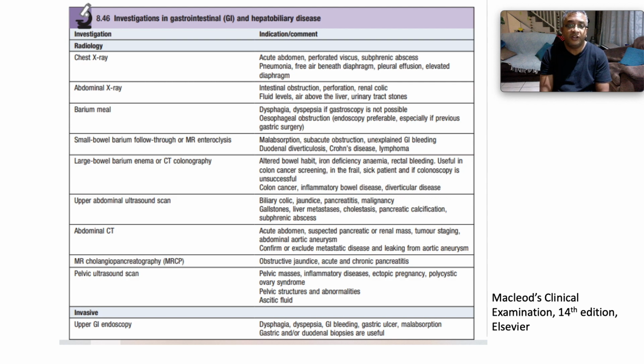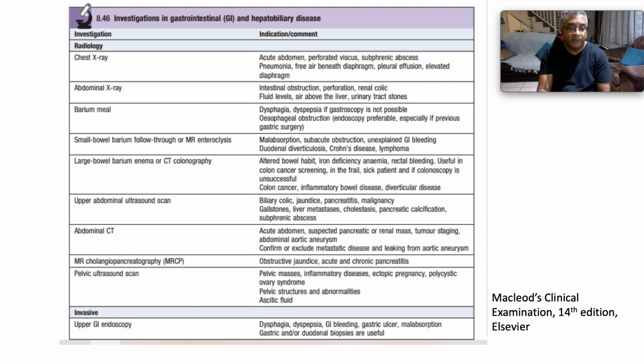If you suspect perforation or renal colic, look for air fluid levels, and also you can see urinary tract stones in 10%. A barium meal is used if the patient has dysphagia and dyspepsia, if gastroscopy or upper GI scope is not possible, and of course if the patient has esophageal obstruction. Endoscopy is preferable, especially if the patient had previous GI surgery.